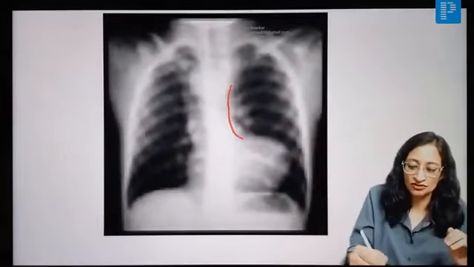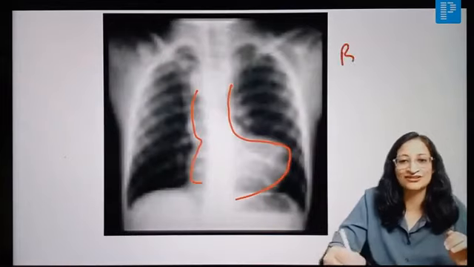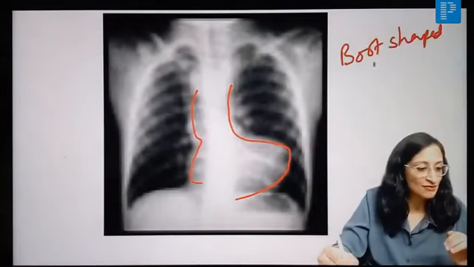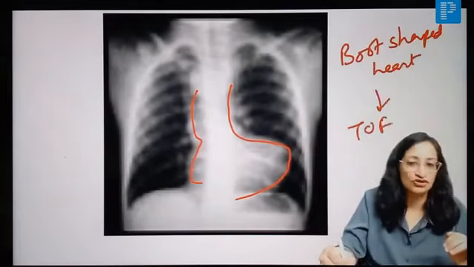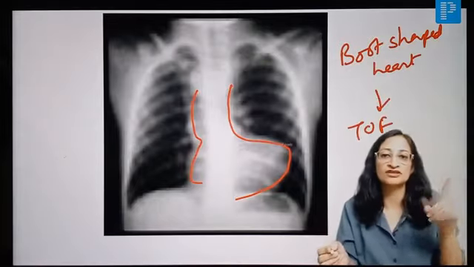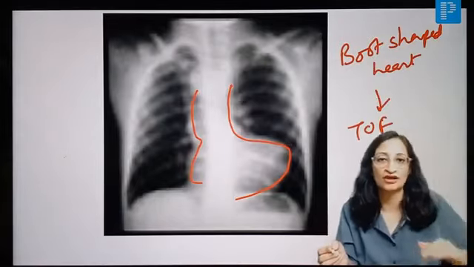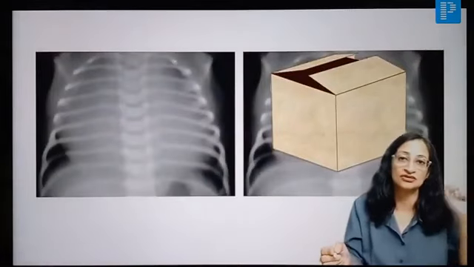And what do you see here? I'm sure all of you will be able to answer. A boot that you see here, boot-shaped heart. Boot-shaped heart is seen in which condition? Tetralogy of Fallot. You must remember the components of tetralogy of Fallot: large VSD, pulmonary stenosis, overriding of aorta, and right ventricular hypertrophy. Most common congenital cyanotic heart disease in children is tetralogy of Fallot.